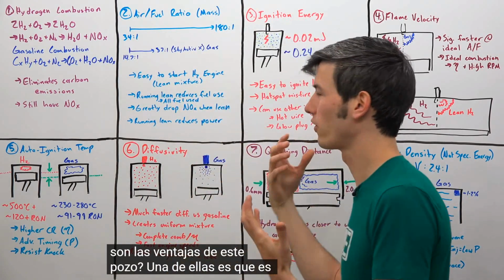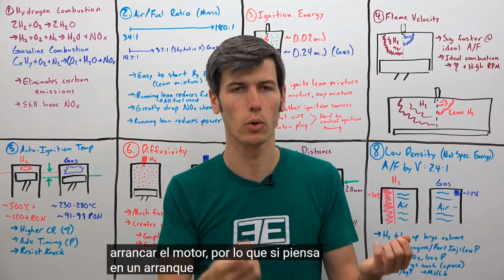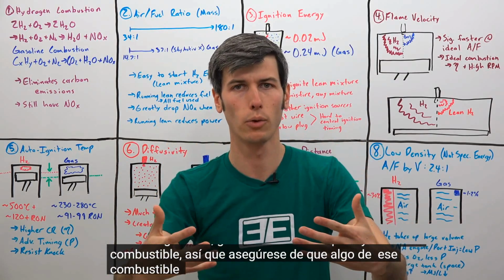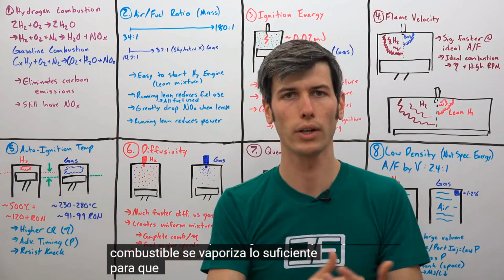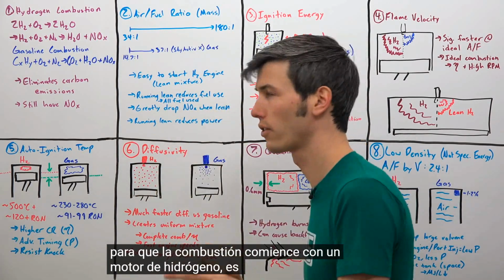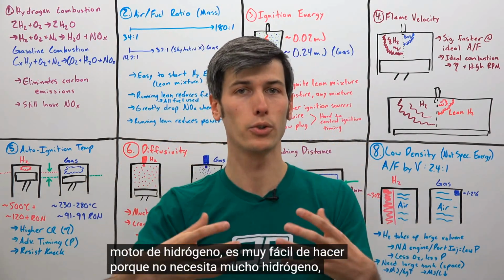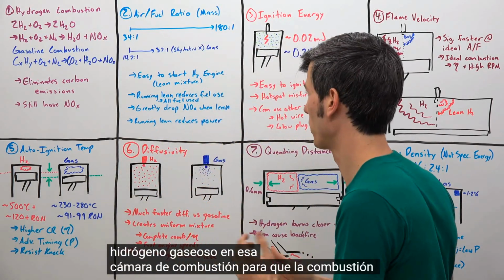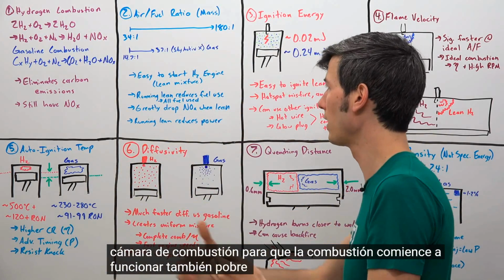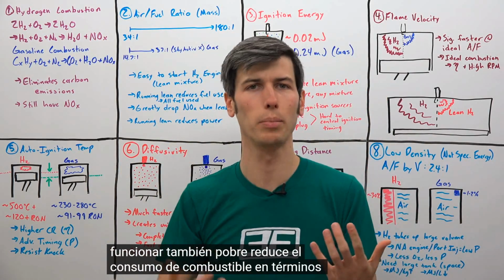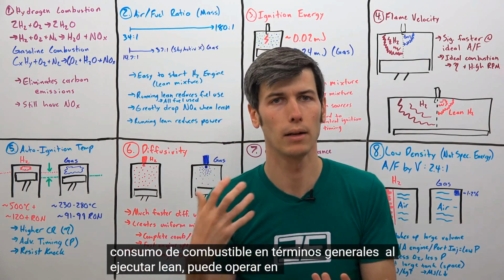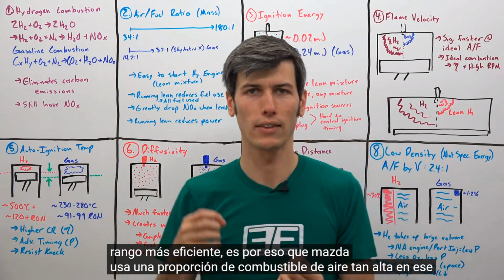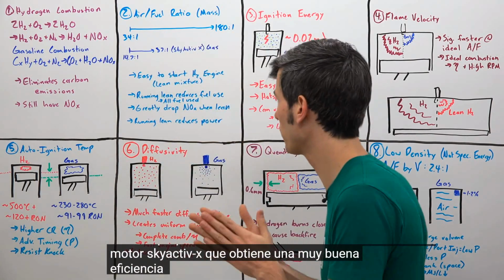Well, one of them is that it's very easy to start the engine. So if you think about a cold start with a gasoline engine, you generally have to inject more fuel so that you make sure that enough of that fuel vaporizes in order to get combustion started. With a hydrogen engine, it's very easy to do because you don't need much gaseous hydrogen in that combustion chamber in order for combustion to start. Also, running lean reduces fuel consumption. Generally speaking, by running lean, you're able to operate at a more efficient range. That's why Mazda uses such a high air-fuel ratio in that Skyactiv X engine that gets very good efficiency.